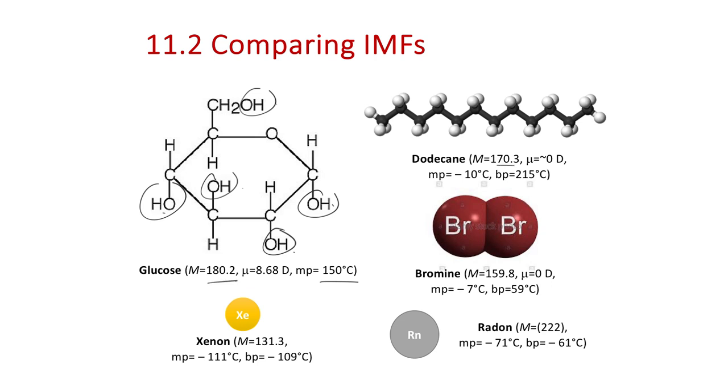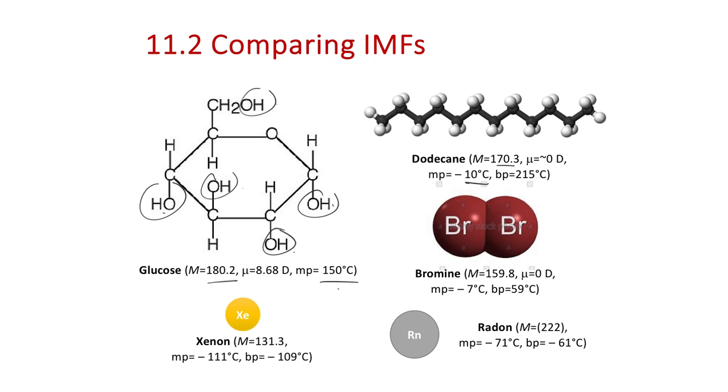then have a straight chain hydrocarbon instead, so you lose all the hydrogen bonding sites but you still have a long molecule, so you still have a bunch of dispersion forces. Notice that the melting point drops to just 10 degrees C. So we lose most of our melting point here due to losing those hydrogen bonding sites.